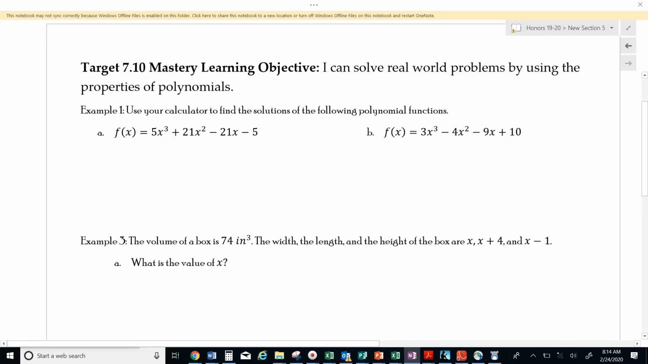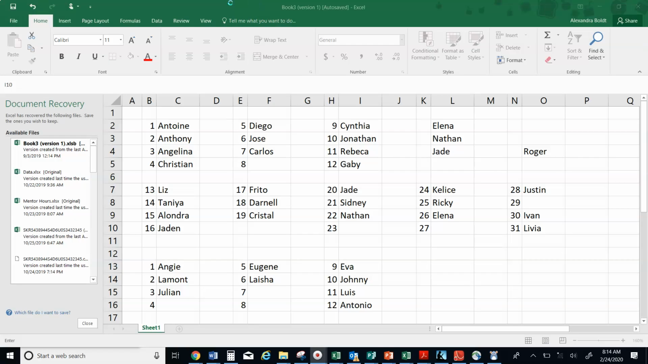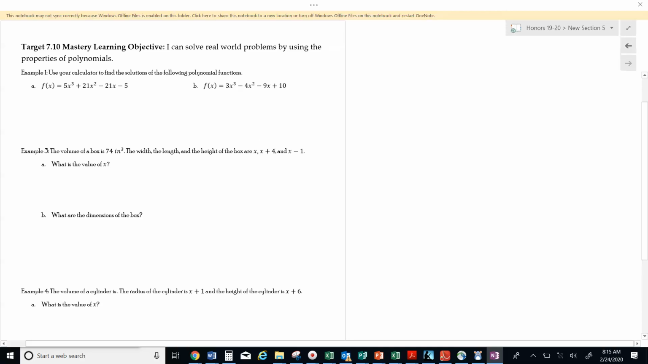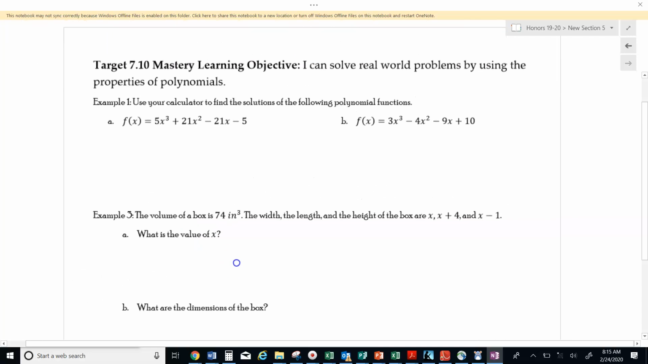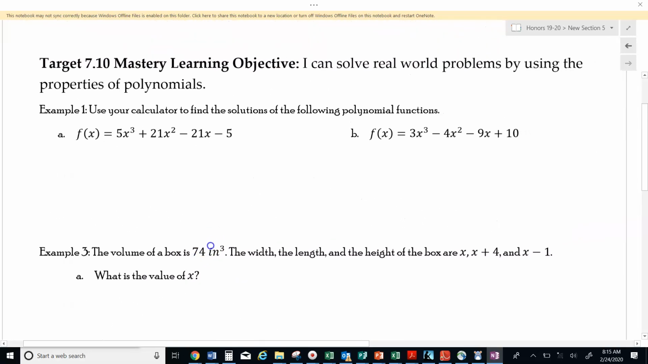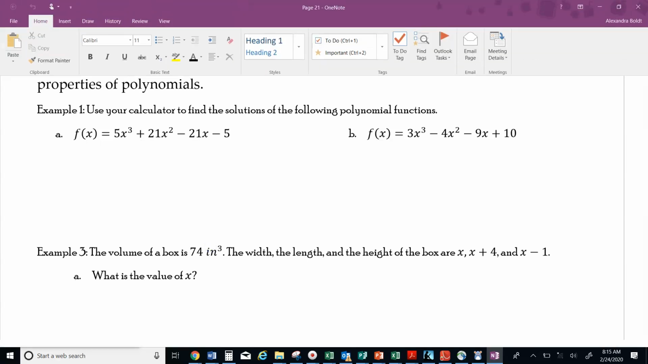And remember, solutions. What is going on? Closed. Sorry about that, guys. Okay, you just saw some seating charts.